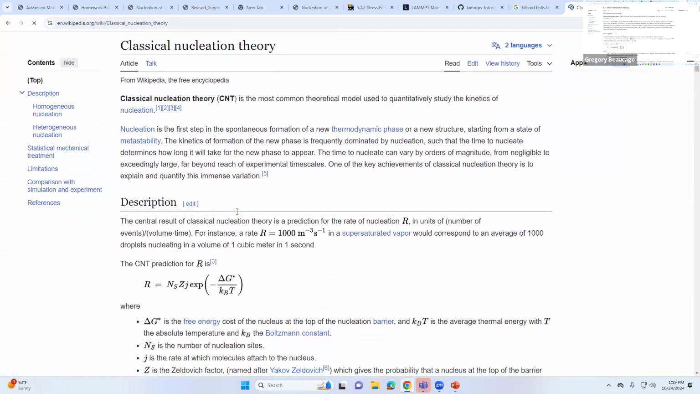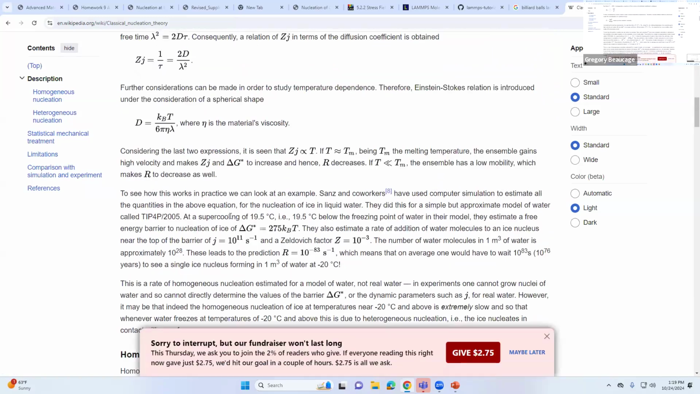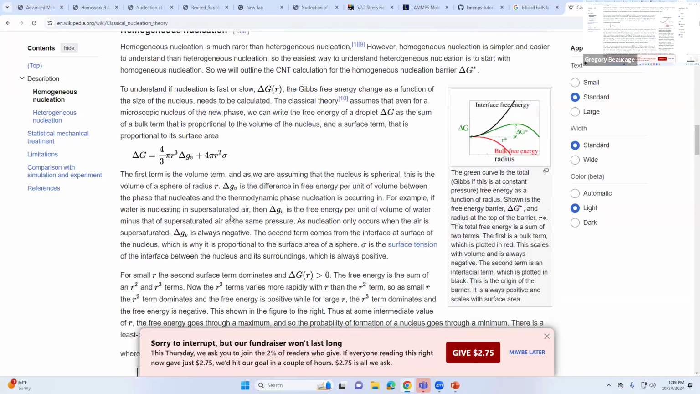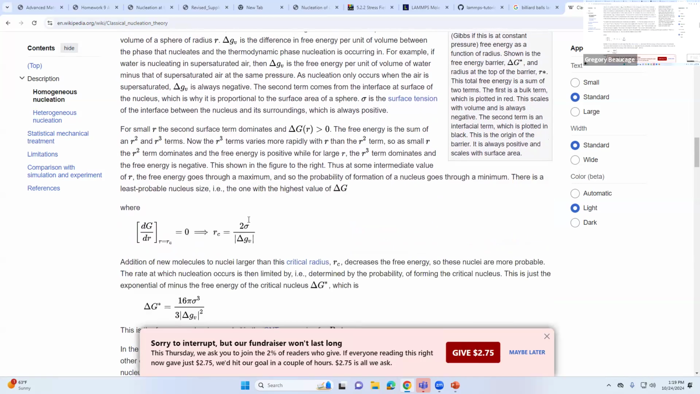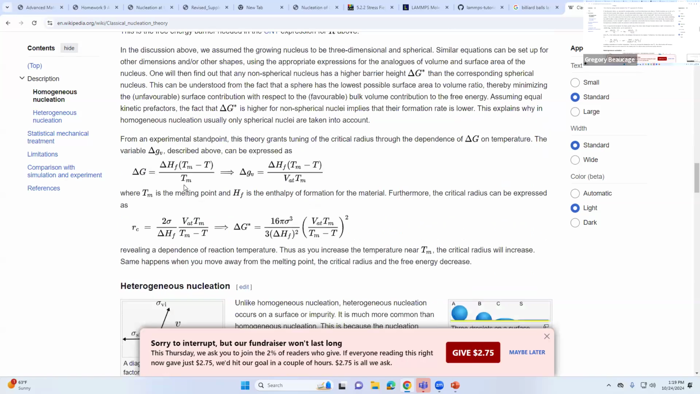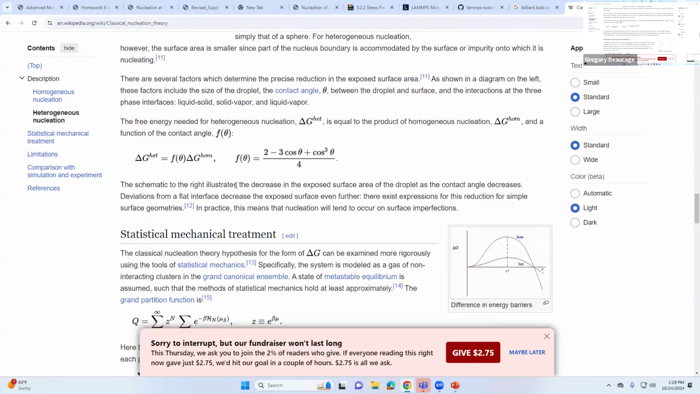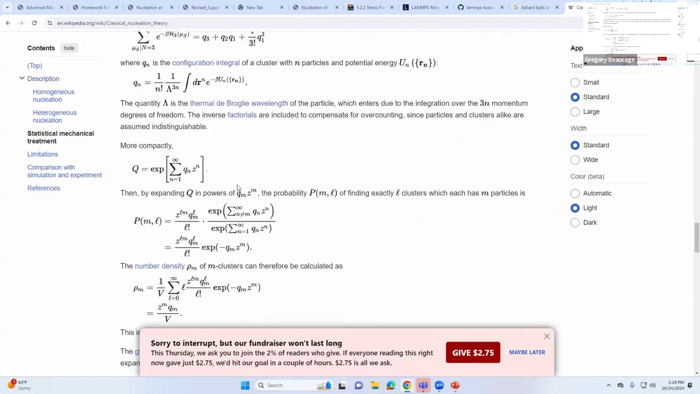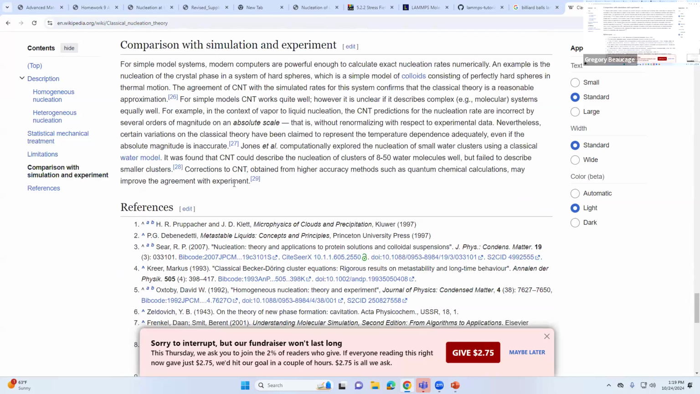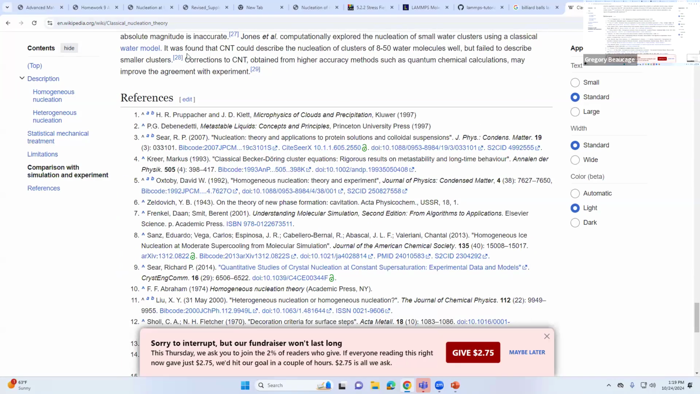Classical nucleation theory. This is probably in here somewhere. Bulk free energy, green curve. Yeah, you could look at this too. I should link that. This actually has the whole thing in it. This has the answer to that. We can look at that.